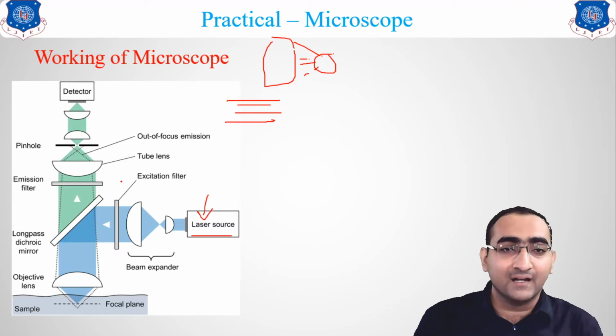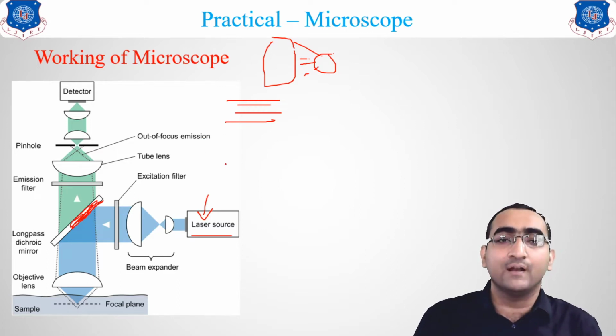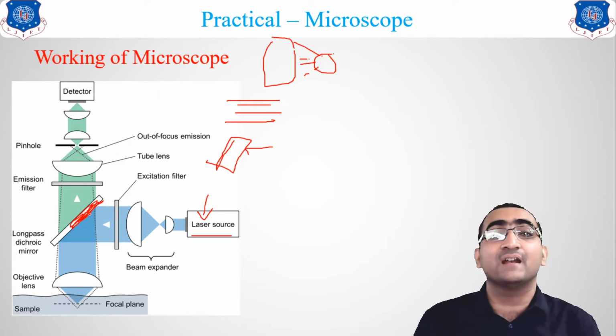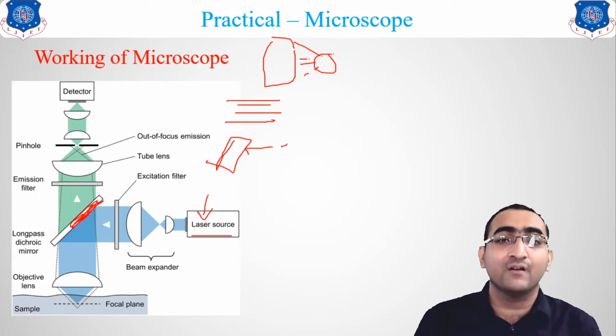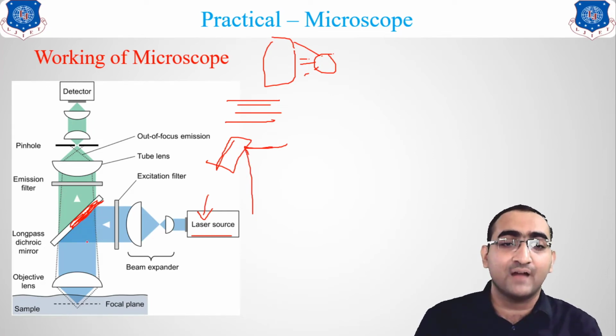Then it directly falls on the plain mirror. This is the plain glass mirror located over here. If this is your mirror and the light falls on it, it is always placed at a 45-degree angle. So whenever the light touches it, it goes in the 90-degree direction and directly falls on the objective lens. So what will the objective lens do?